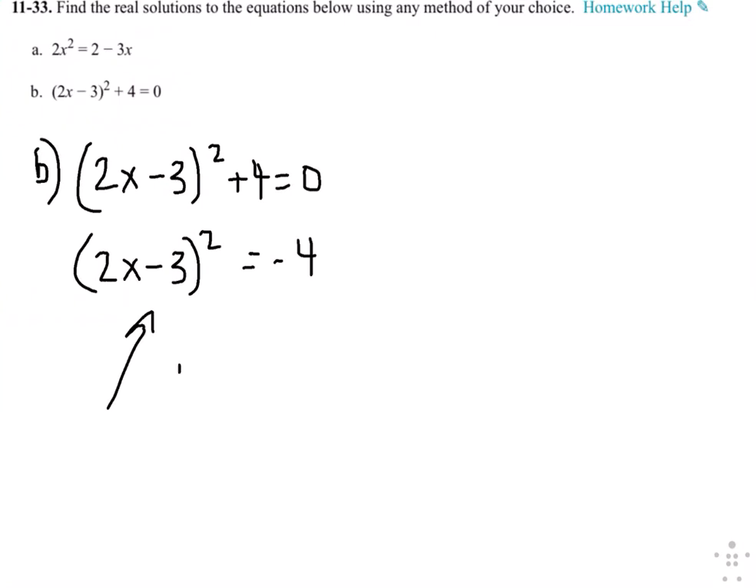We know that nothing squared is going to give us a negative number, so that's no solution, right? We can't take the square root of both sides. The square root of negative 4 is not a real number. So this is no solution.